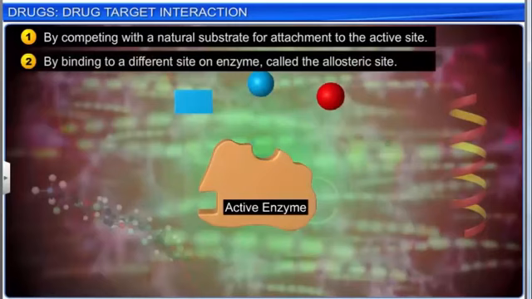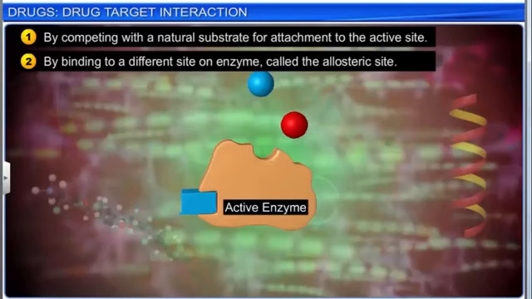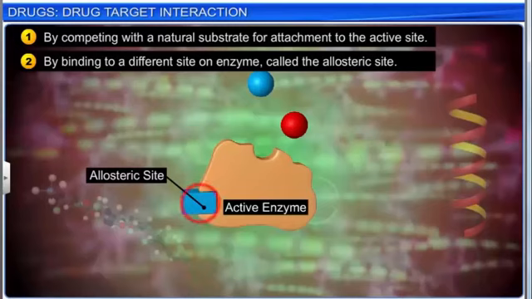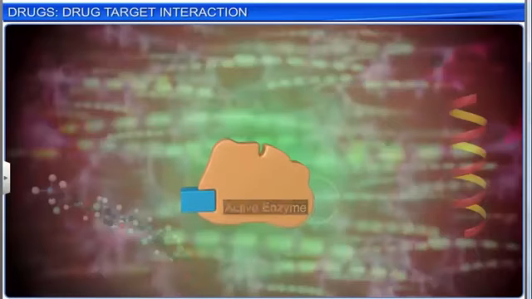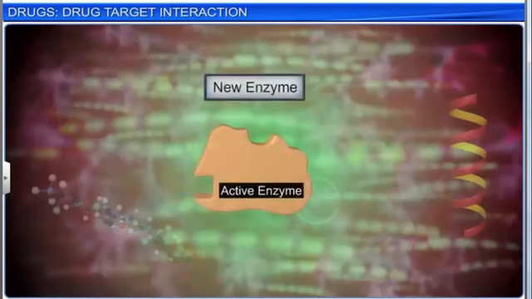The other way is by binding to a different site on the enzyme, called the allosteric site. By doing so, it changes the shape of the enzyme's active site in such a way that a substrate cannot bind to it. An enzyme is blocked permanently if the bond it forms with an inhibitor is a strong covalent bond. In such a case, the body degrades the enzyme inhibitor complex and synthesizes the new enzyme.